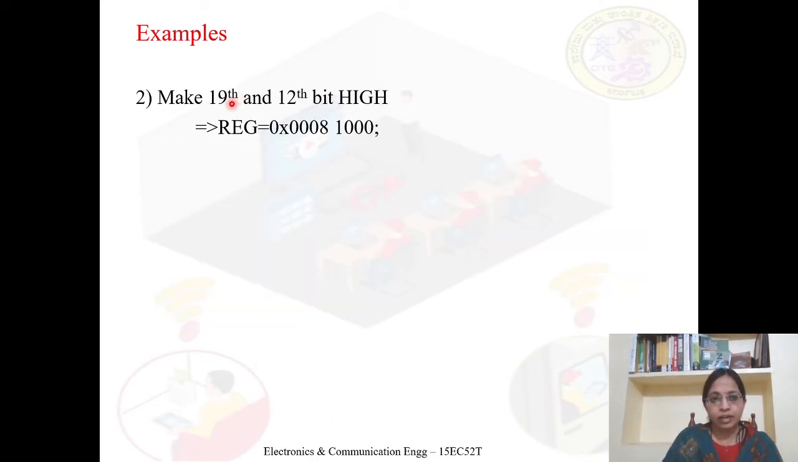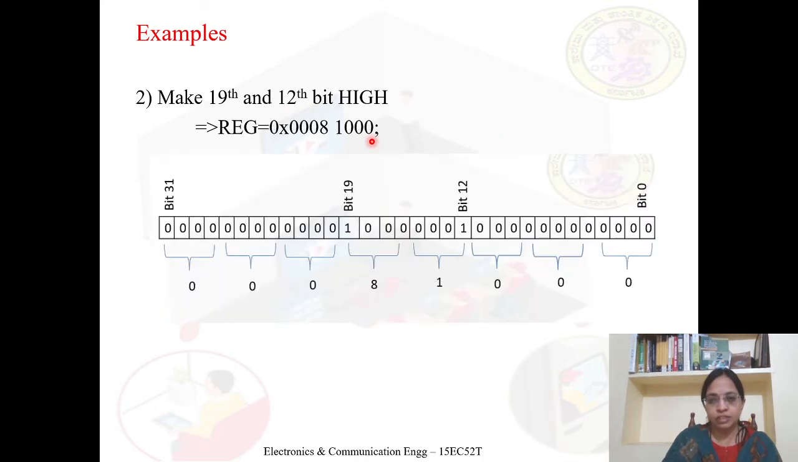Let us consider another example. Here I want to make 2 bits high. What are the 2 bits? The 19th and 12th bit. I want to make them high. In hexadecimal representation, it is very easy. In this 32-bit register pattern, you have to write 1 into the 19th as well as into the 12th bit and write down the equivalent hexadecimal number.